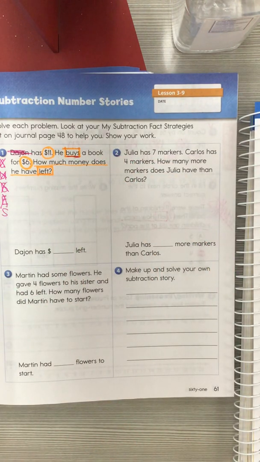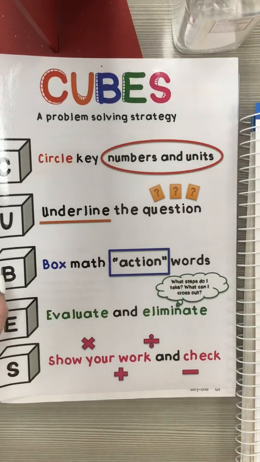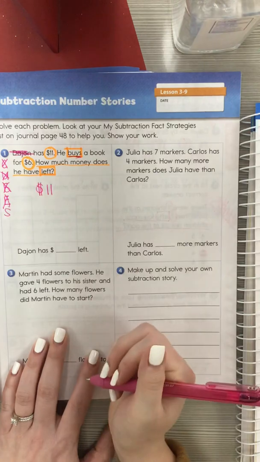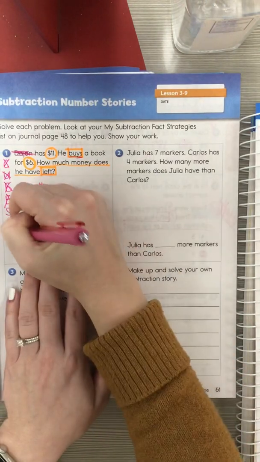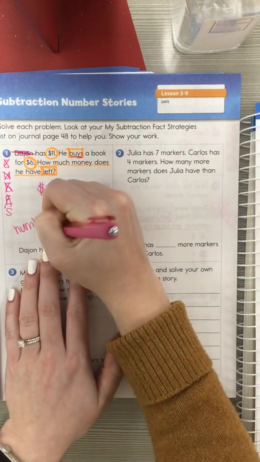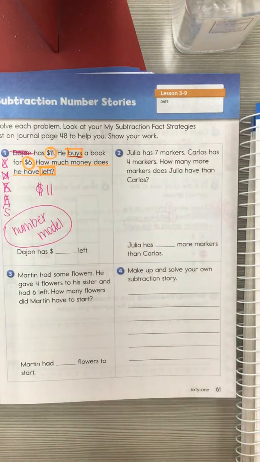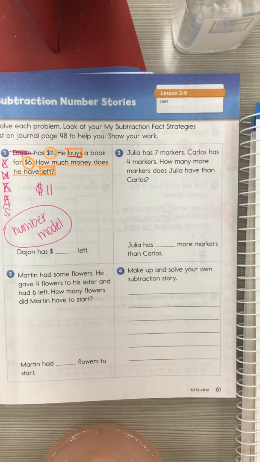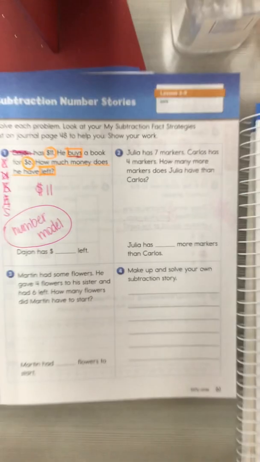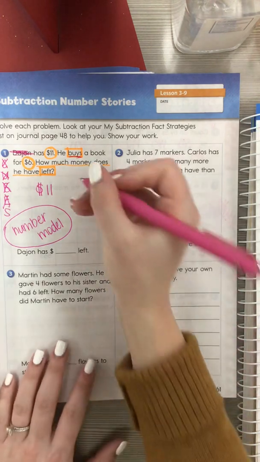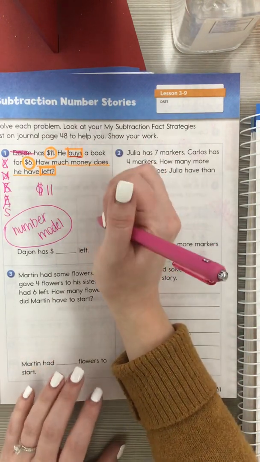All right, now let's solve this. Step S. Show your work, solve, and check. So let's solve this. He has $11. Okay. Who can tell me what this means? What is a number model? I will give you a hand signal to help you remember. What's a number model? Just a math problem. Good job. So a number model is just a math problem. Don't be tricked by fancy words like number model, okay? So let's come up with a number model or a math problem that will help us get to the answer.